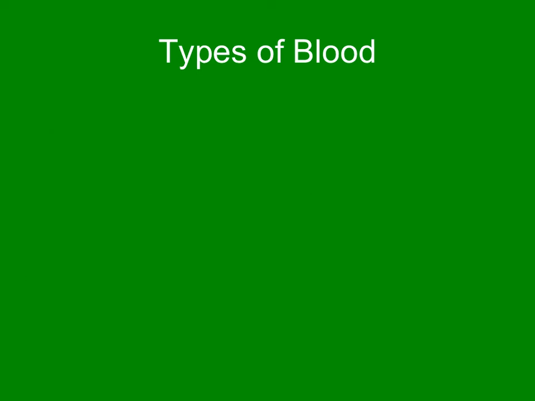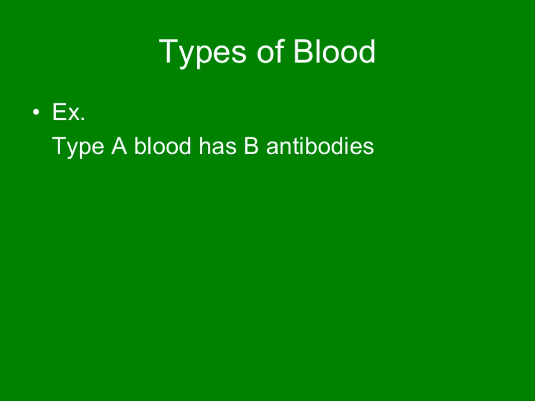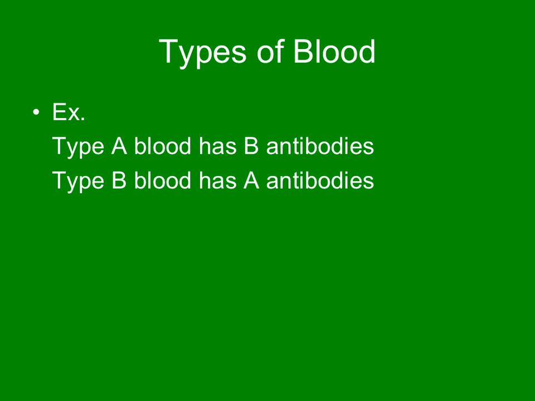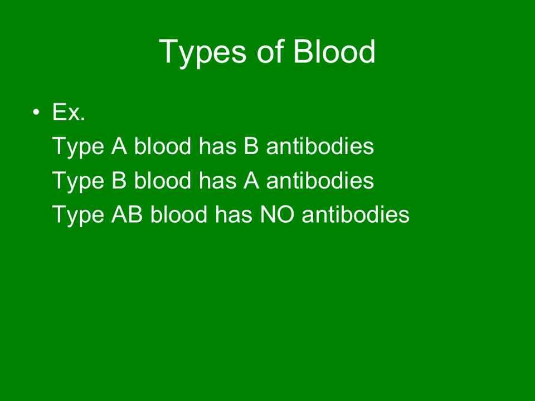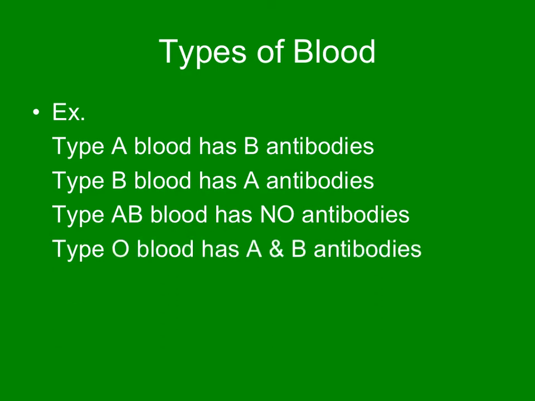So, for example, type A blood has the A antigen but B antibodies. Type B has B antigen and A antibodies. Type AB blood has both antigens but no antibodies. And type O blood has no antigens but both types of antibodies.